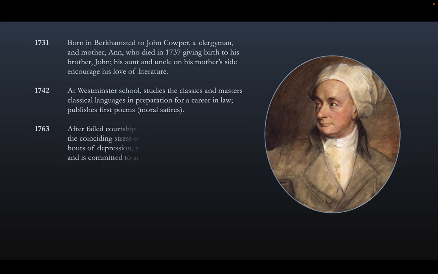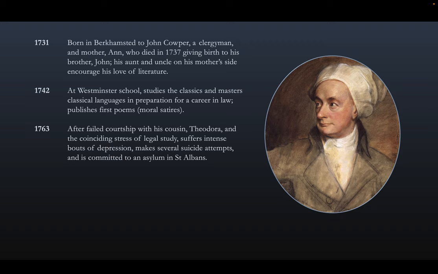In 1763, after a failed courtship with his cousin, Theodora, and the coinciding stress of legal study, he suffers an intense bout of depression. I don't know if they caused the depression or if they triggered a condition that he already had. I would suspect the latter, but it's very severe. And he makes several suicide attempts by poisoning.